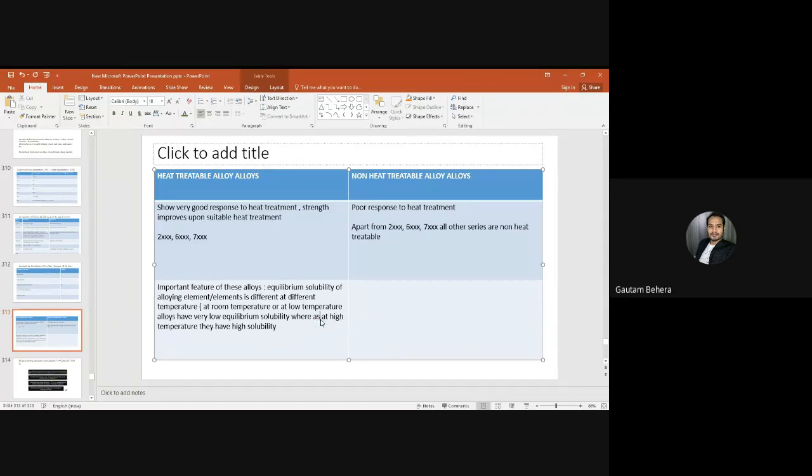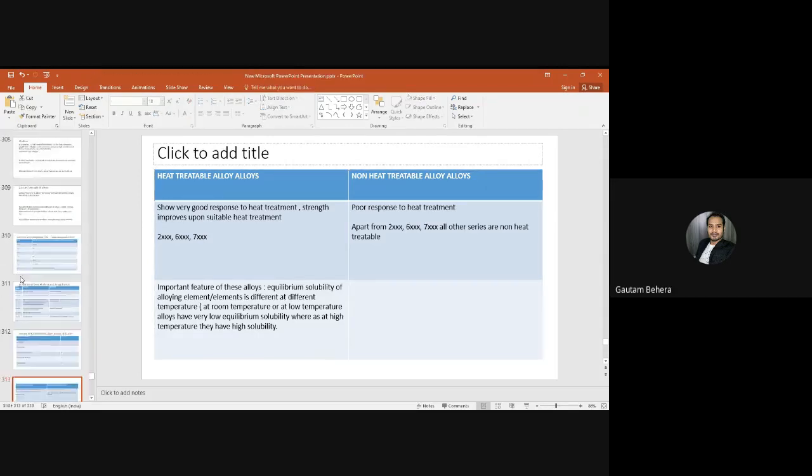Or I can say the solubility of the alloying element in the matrix reduces with reducing temperature. It does not happen here, right? Basically. Okay, I'll stop here. I'll continue the lecture from the next class.